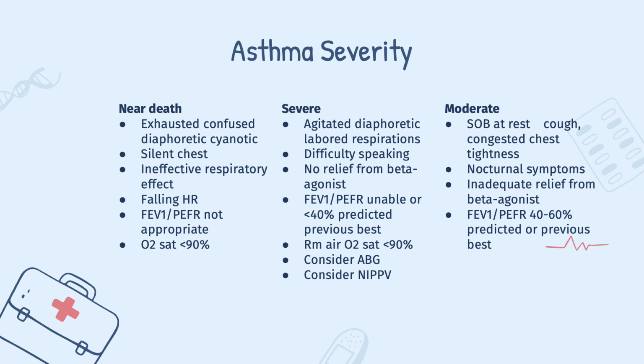Moderate severity, so they'll be short of breath at rest. They'll have cough, congested chest, tightness, nocturnal symptoms. They're not getting their relief from their beta agonist. And their predicted value is 40 to 60% of either their previous or what is predicted.